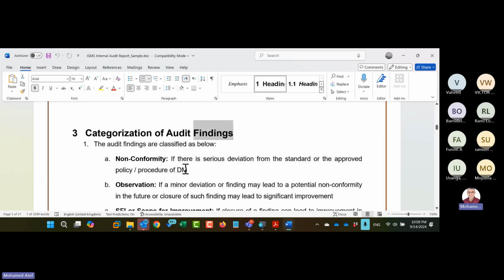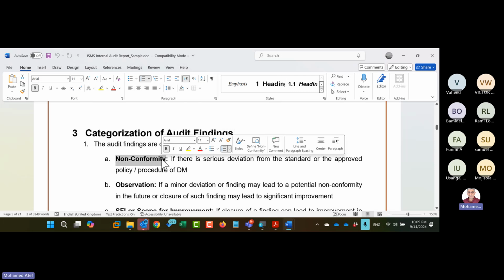Now there is one more, called the major non-conformity. This is when you find a finding that is really critical. And if you find this kind of finding, you have the right to stop the audit and not complete it, because it's something major.